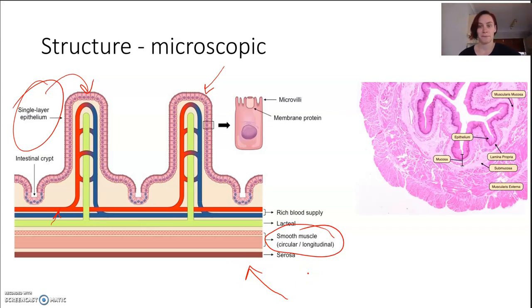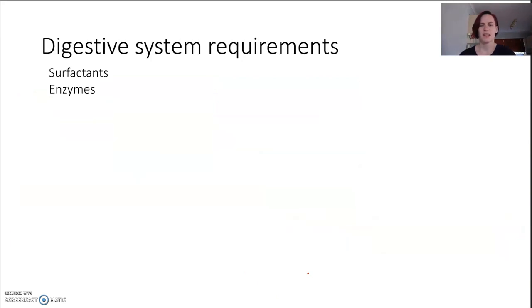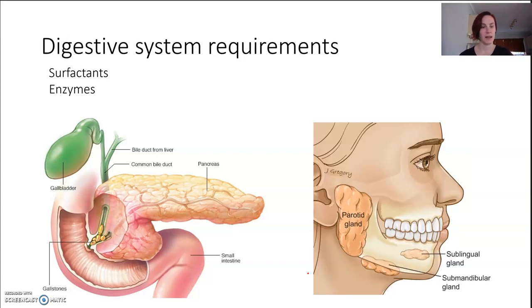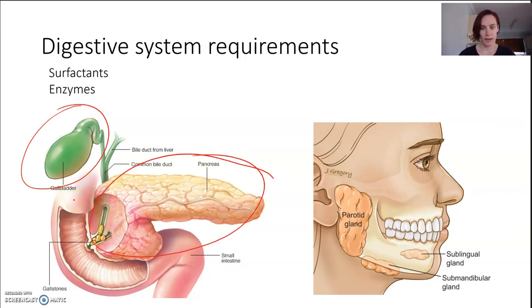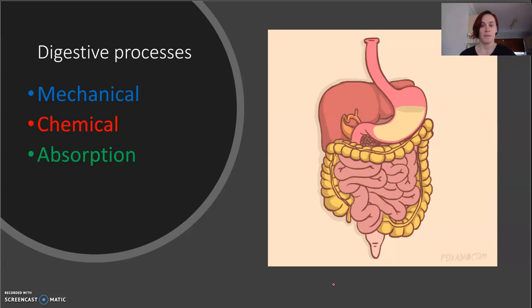That's another section of tissue from the digestive tract, but there are also all those different areas of the tract. The digestive system requires 2 things to get it moving: surfactants and enzymes. Surfactants break up lipid molecules, and the enzymes are there to catalyze the reactions. These are our accessory organs that help in that, the pancreas as well as the gallbladder. They're really important. We're also talking about salivary glands here. Digestive processes are quite complex. We're going to talk about mechanical and chemical digestion, but remember there's also the absorption, which will be in our second part.